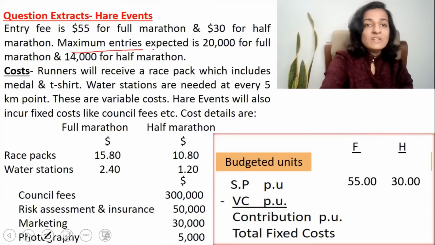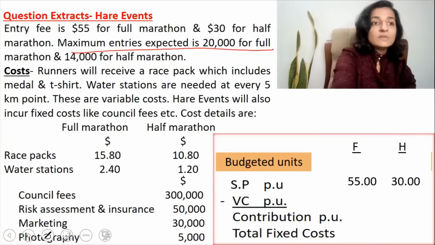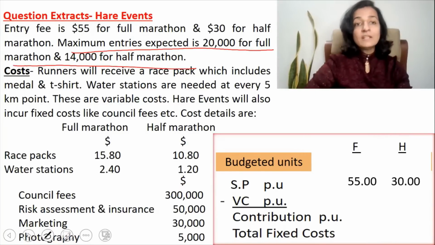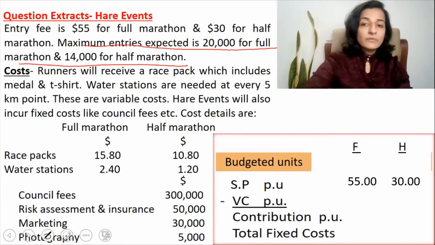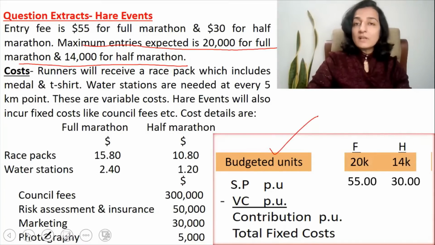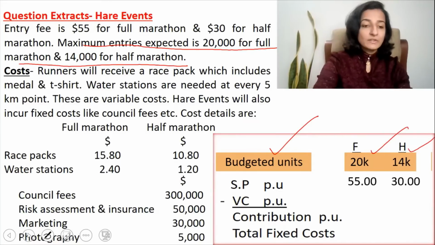Now, the maximum entries expected is 20,000 for the full marathon and 14,000 for the half marathon. The number of entries expected to sell is nothing but the budgeted number of units. So against budgeted number of units, please write 20,000 under full marathon and 14,000 under half marathon.